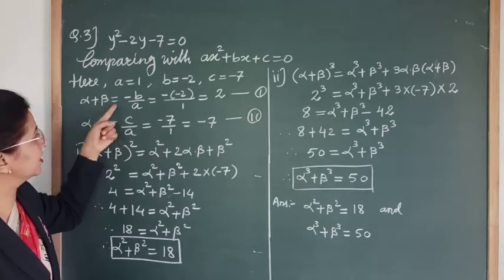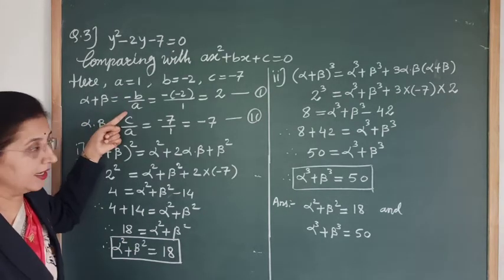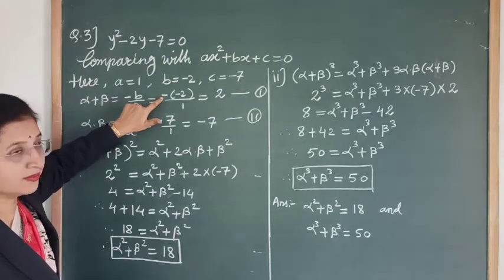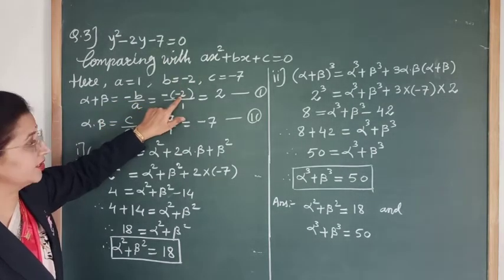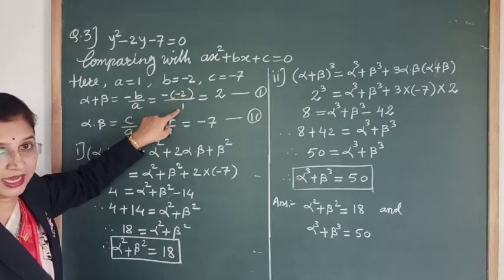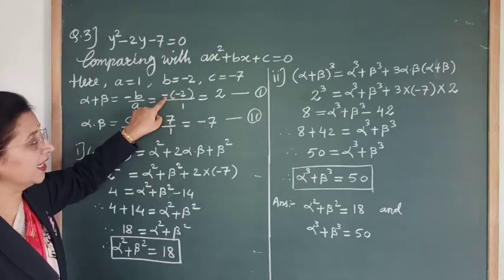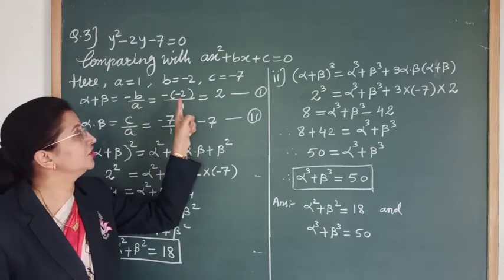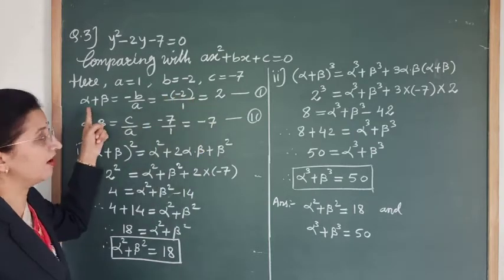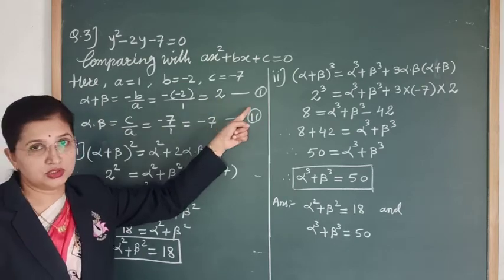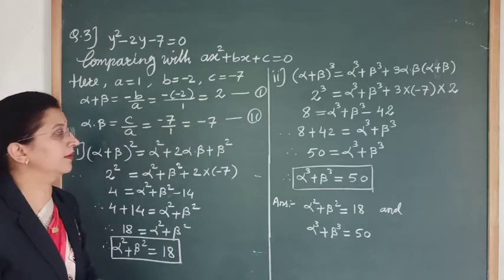Alpha plus beta is nothing but negative b upon a. So this is the negative sign of the formula, and the value of b is also negative, so it will be in the bracket, upon a, that is 1. Out of the bracket a negative sign is there, so the bracket sign will change, and this negative will become positive. In this way we got the value of alpha plus beta as 2. Let's call it first.